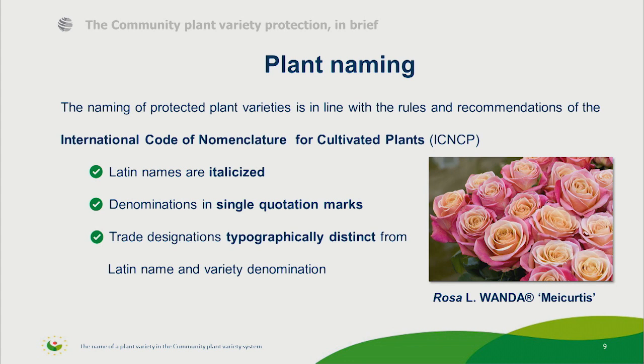Regarding the plant naming, the CPVO follows the rules and the recommendation of the International Code of Nomenclature for Cultivated Plants, the ICNCP, which is also known as the code. So a variety is given a variety name, which consists of the scientific or Latin botanical name, followed by a variety denomination. The Latin names are in italic.